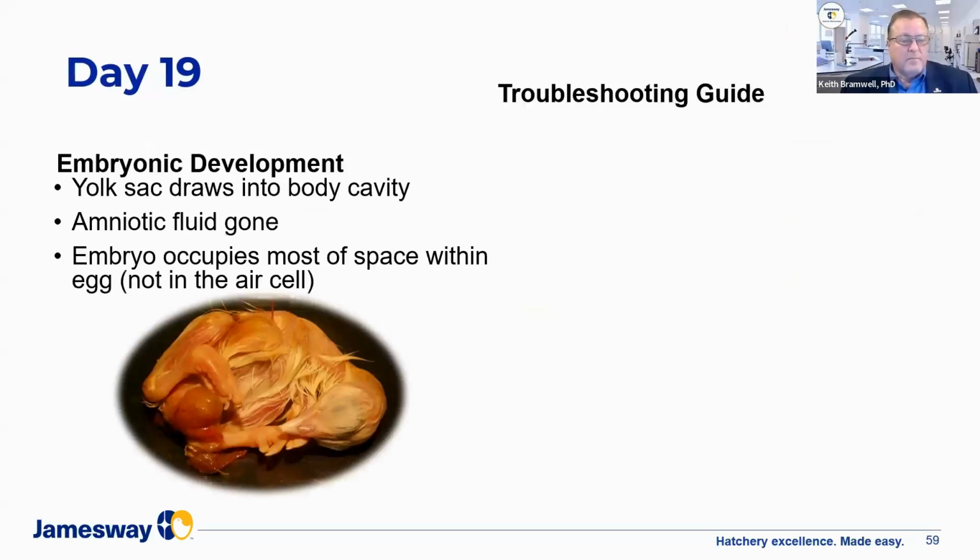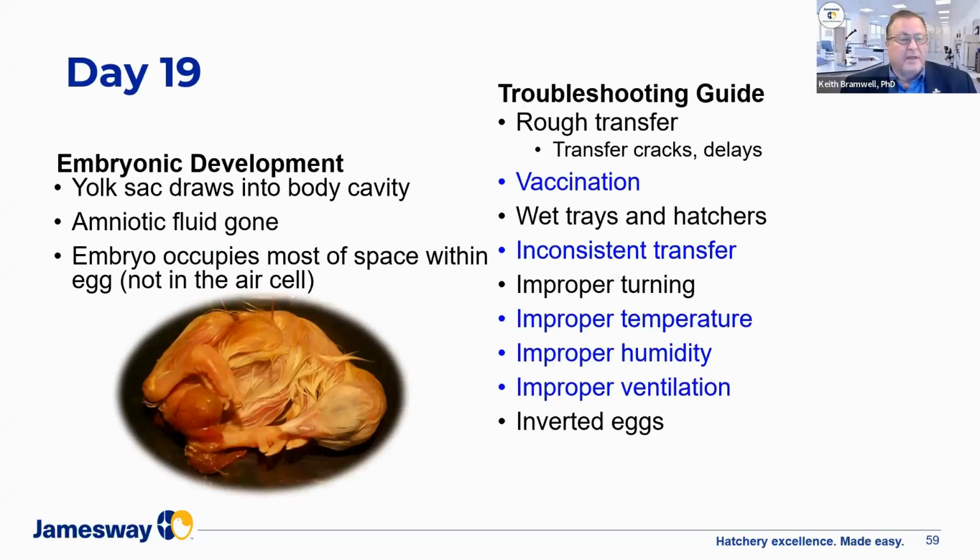Day 19. We get embryo loss at day 19, signifying it made it to that point. Yolk sacs are mostly withdrawn, amniotic fluid's gone, and the embryo's taking up most of the space. What if we get a lot of losses here? It could be rough transfer, cracks, delays, if we're not having a smooth transfer pattern. Again, transfer here. Temperature, humidity, ventilation, upside down eggs, all these things can affect that if we start seeing a lot of 19-day development loss.